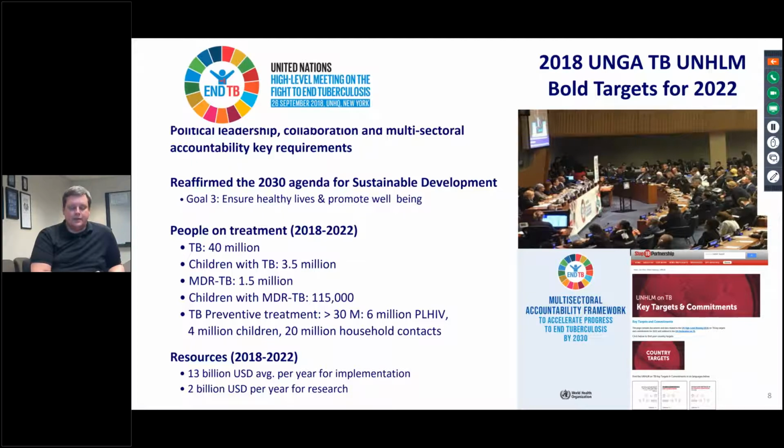During the UN high-level meeting on TB, UN member states unanimously made a commitment to diagnose and successfully treat 40 million people, including 3.5 million children, with TB by the end of 2022, and to provide TB preventive treatment to 30 million people by 2022 to protect them from developing active TB disease, including at least 6 million people living with HIV, 4 million children under 5 years of age, and 20 million other household contacts. The UN high-level meeting on TB resulted in the adoption of a political declaration on the fight against tuberculosis, which reaffirmed the commitment to end the TB epidemic by 2030 and included ambitious and bold targets for scale-up of TB diagnosis, treatment, prevention, and research.